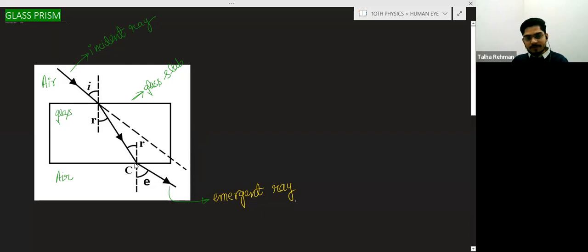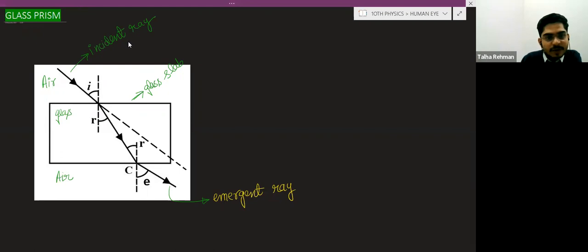So here, when the light ray strikes, this is the normal. From here, the light ray is moving from glass to air. So the light ray is moving from denser to rarer, so the light ray will bend away from the normal. This is the angle of emergence. So basically, this will be the emergent ray, the final ray coming out of the glass slab. This emergent ray and incident ray are parallel in case of the glass slab.